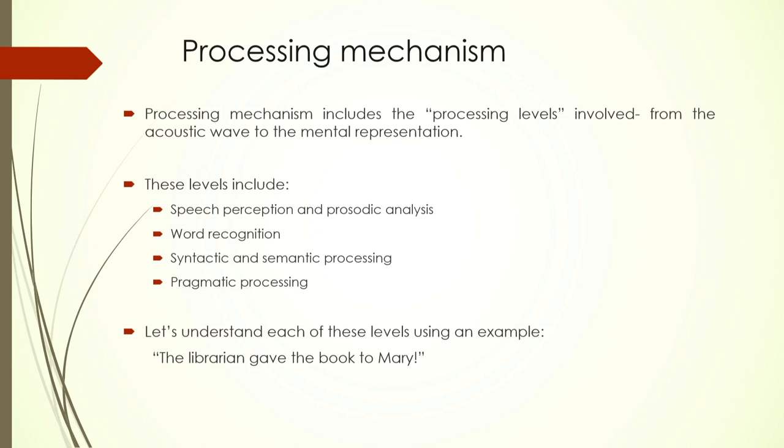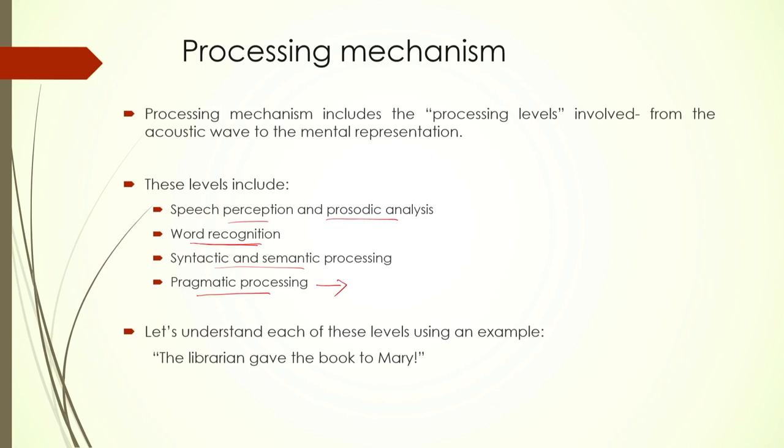Now, the processing mechanism that we have talked about has various levels, right? This is what needs a little more attention, hence we are discussing it separately. So, the processing mechanism has different levels, starting with speech perception and prosodic analysis, as in analyzing the speech sounds themselves. Then we have another level of word recognition, from sound to word, and from word we have syntactic and semantic processing, and finally pragmatic processing. So, this is where our top-down information comes into being.